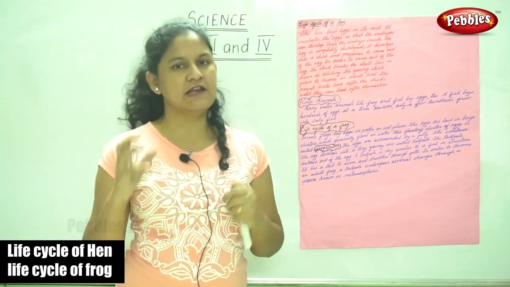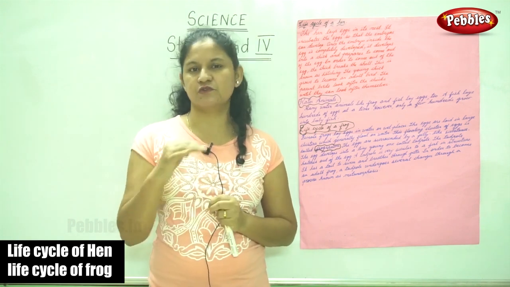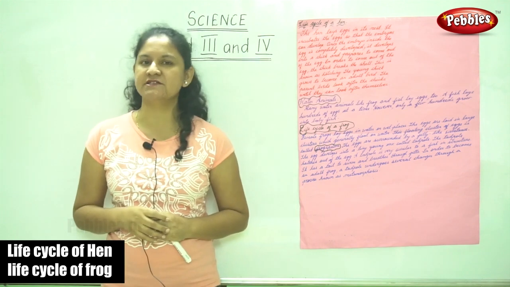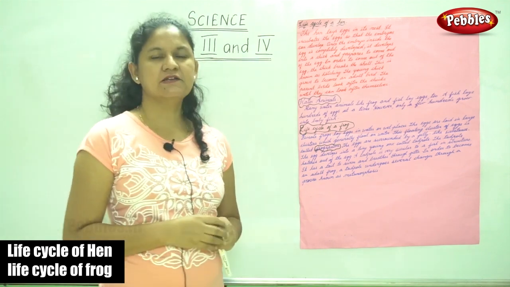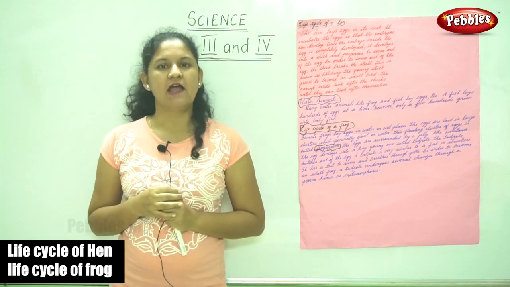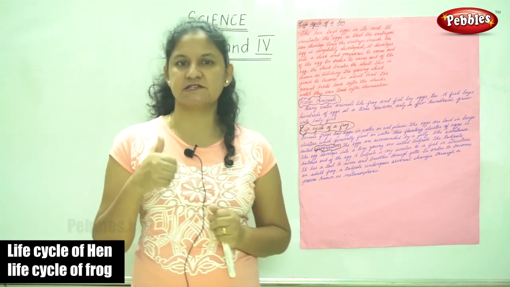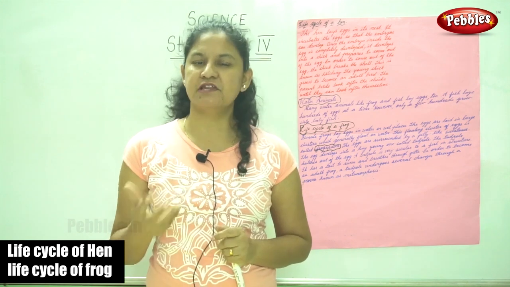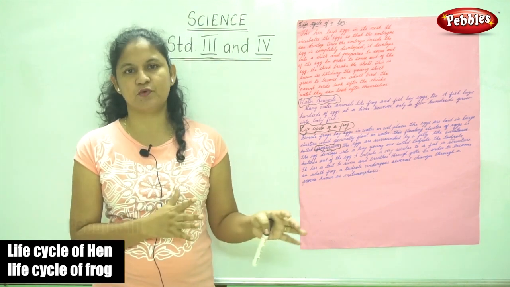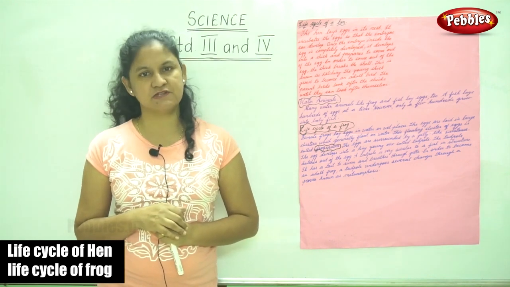So the female frog lays eggs and the eggs are found in clusters floating on the surface of the water, and this cluster of eggs is known as frog spawn. And when the tadpole hatches out of the egg, it looks very similar to a fish. It has a tail for swimming and breathes through gills. And this process wherein a tadpole develops into an adult frog is known as metamorphosis.